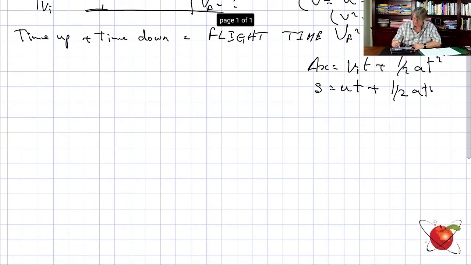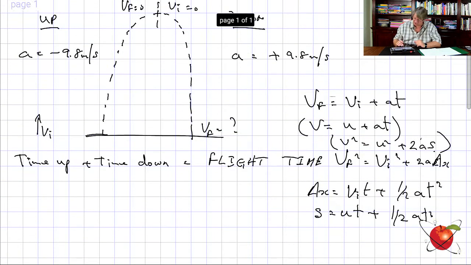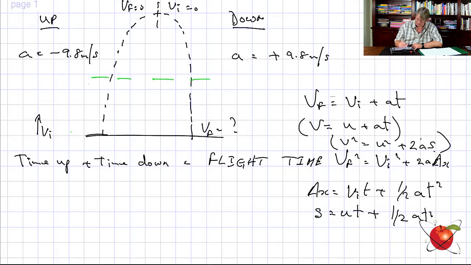Okay, so now we've got those. Those are all we're going to use. We're going to apply it up, we're going to apply it down, and that's basically all we get. Let's have a look at an example of this projectile motion stuff. A couple of things to remember, very simply: velocity up here is equal to velocity down at that point. The only thing that changes is the sign.